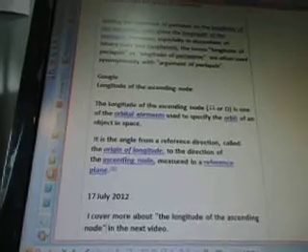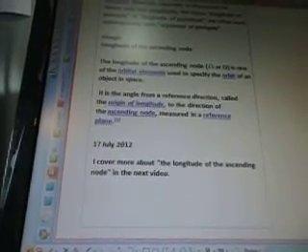Google longitude of the ascending node. The longitude of the ascending node is one of the orbital elements used to specify the orbit of an object in space. It is the angle from a reference direction, called the origin of longitude, to the direction of the ascending node, measured in a reference plane. July 17, 2012. I cover more about the longitude of the ascending node in the next video.